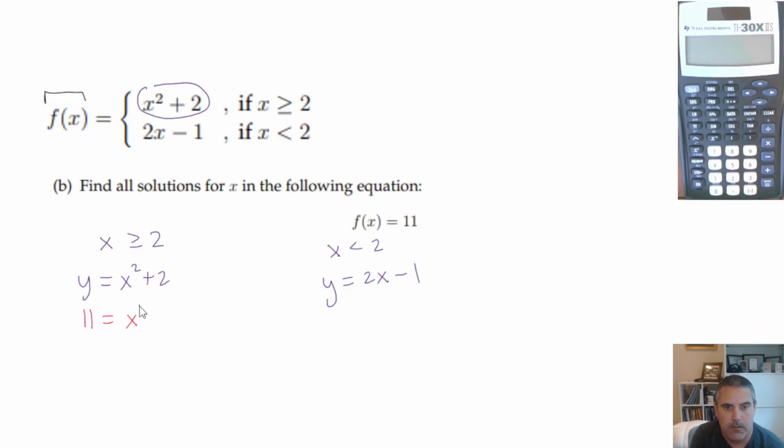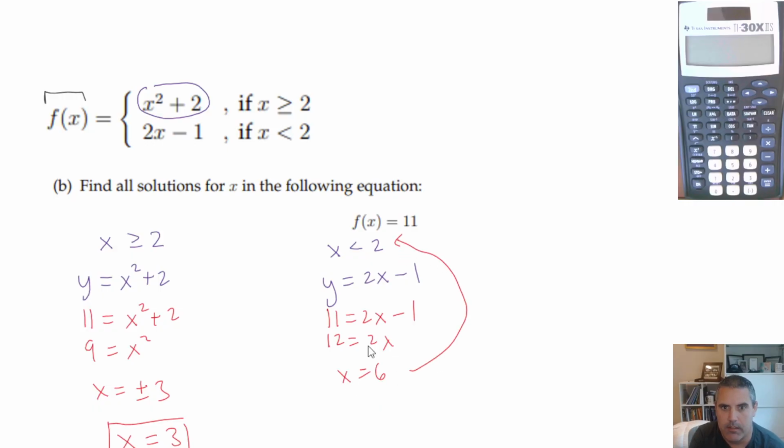So anyways, I'd put an 11 here, I'd subtract 2. That makes this 9. I'd get x is plus or minus 3. Are either of those bigger than or equal to 2? Yes, only the plus is. Okay, this one let's solve. We want this to be 11. We add. We get x is 6. Is 6 smaller than 2? No. This is the only solution.